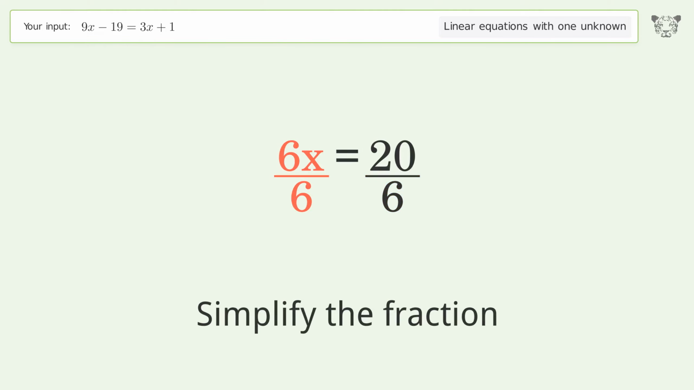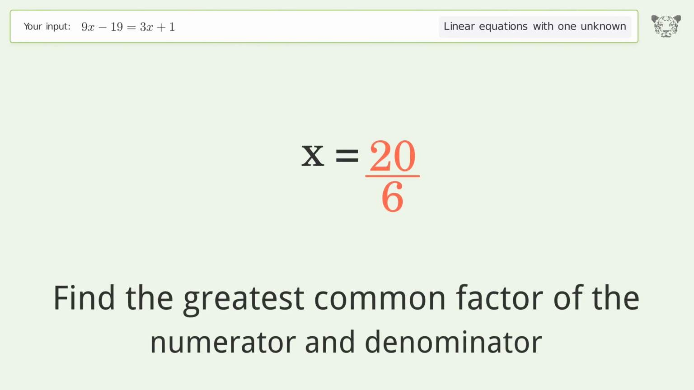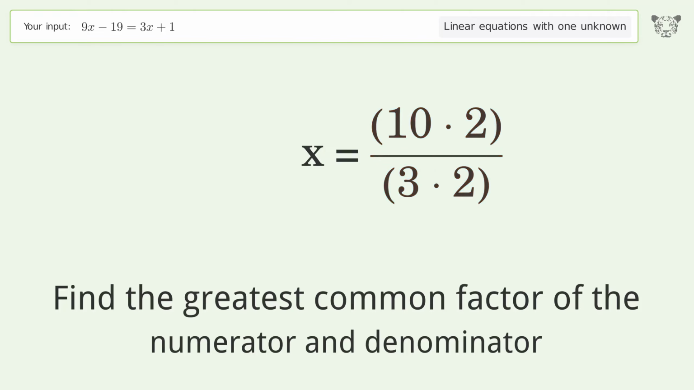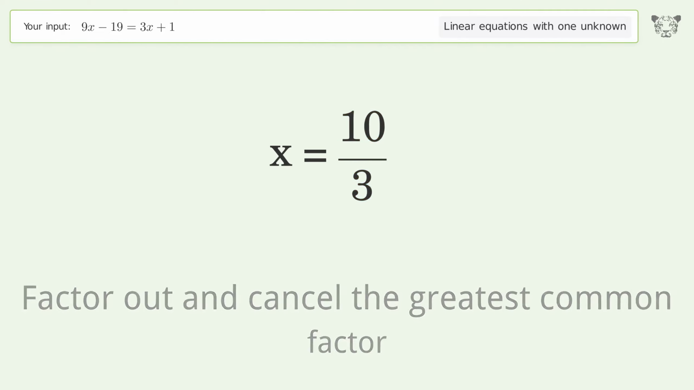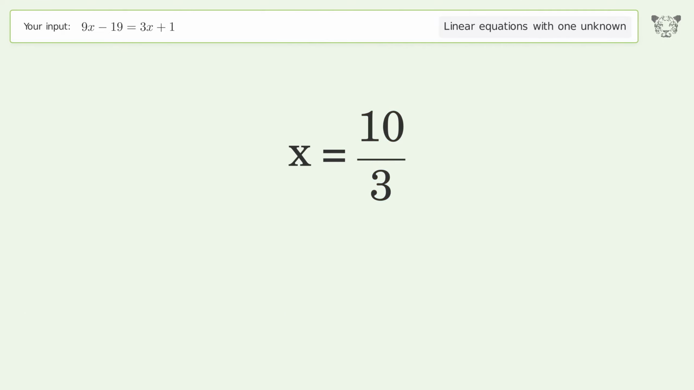Simplify the fraction. Find the greatest common factor of the numerator and denominator. Factor out and cancel the greatest common factor. And so the final result is x equals 10 over 3.